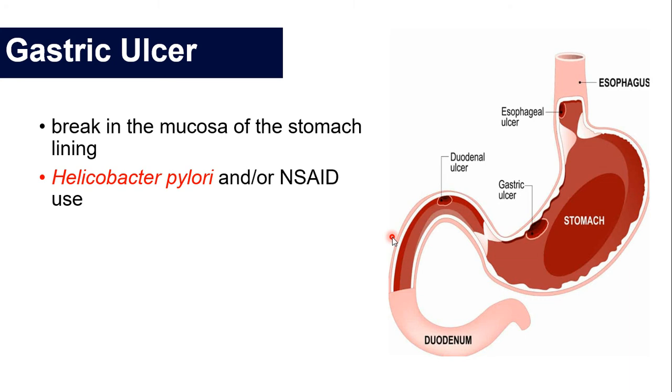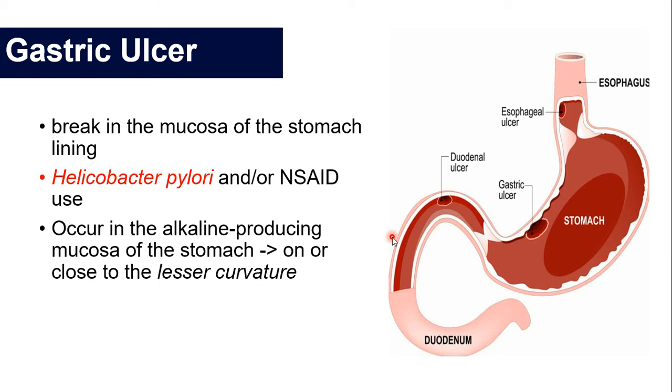When alterations occur to the defense mechanisms of the stomach, it can cause changes in the gastric mucosa, which will eventually result in erosion and then ulceration. Now, the most common bacterium that may cause gastric ulcer is Helicobacter pylori, and another cause of gastric ulcer is NSAID use, prolonged NSAID use.